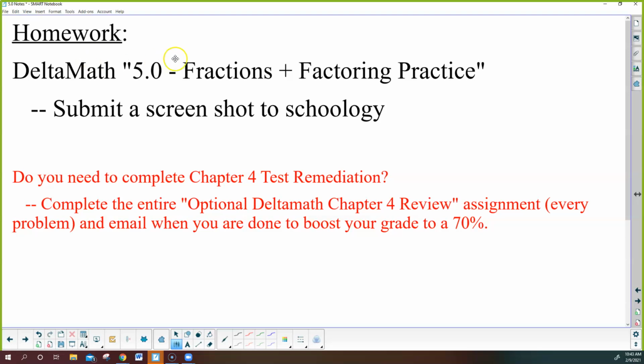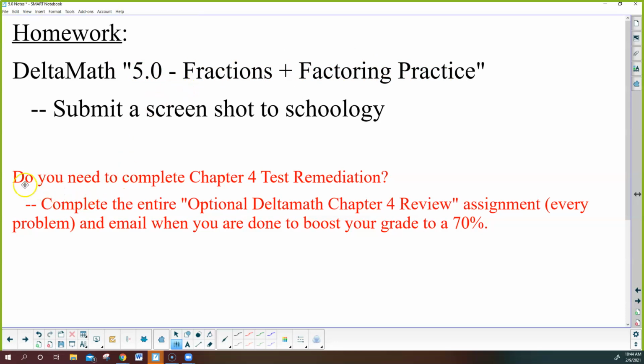If you want to improve your grade, you need to get all your homework in that's missing. The Delta Math tonight is 5.0 fractions and factoring. This is going to be friendly numbers. It's not going to be like the trees and the squares and the circles like we did today.